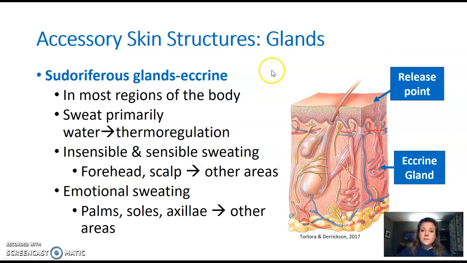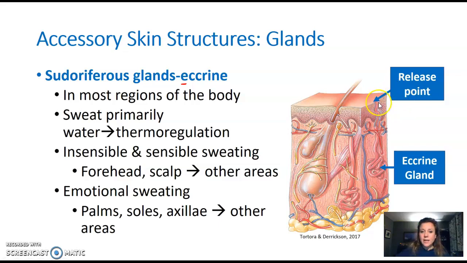Our sudoriferous glands are sweat glands. The eccrine sweat glands, beginning with the letter E, are unique in that they have their own duct that releases to the surface of the skin. This sweat that it produces is primarily for thermal regulation. It consists largely of water, but it will also contain some waste products as well.